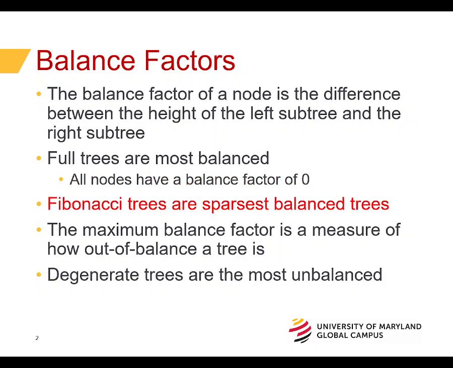At the other extreme are Fibonacci trees, which represent the sparsest trees that are still balanced. The maximum balance factor of all the nodes in a tree is a measure of how out of balance a tree is. Trees that have degenerated into lists are the most unbalanced trees. In such trees, the balance factor can be as large as the number of nodes in the tree.